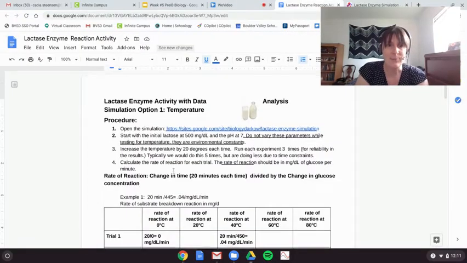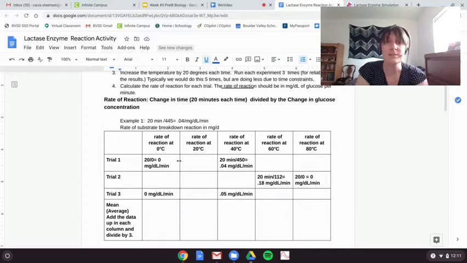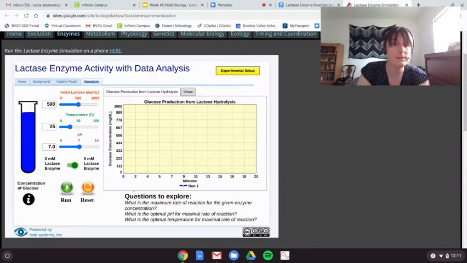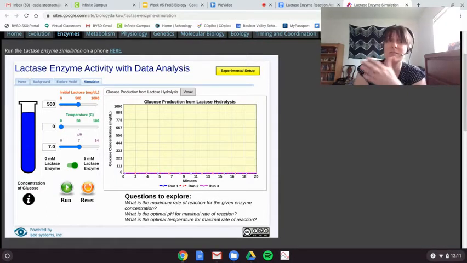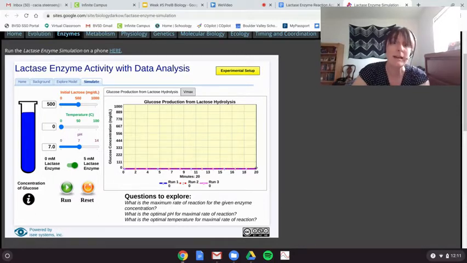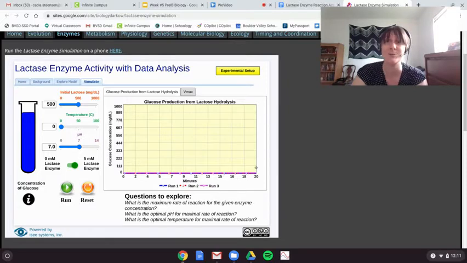So if we look at our data table, looks like the first rate that we're going to find is 0 degrees Celsius. So here, let's go to 0 degrees Celsius and click Run. We're actually going to do this 3 different times because those 3 times will potentially give us different data because there's some variation naturally. So what I can do is I can look at 20 minutes and I can click on the graph. And if I click right here on the graph, it'll tell me the number. Turns out for each one of these, there was 0. No glucose was created. Seems like this was too cold for lactase to work.